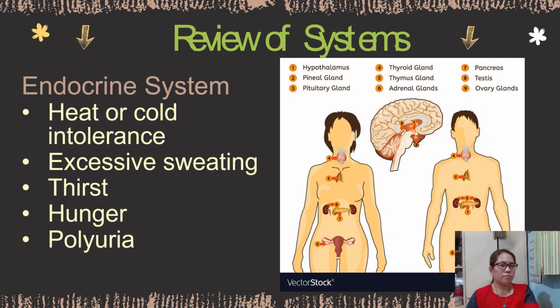Endocrine system. Okay, may heat or cold intolerance ba? Kaya ba yung mainit or hindi ko kaya talaga yung mainit, sumasakit ang ulo ko, or sobrang lamig, hindi ko kaya. Excessive sweating. Meron bang thirst, excessive thirst, hunger, polyuria, nag-ihi. Could be a sign na may problem din si patient sa endocrine system. Okay.